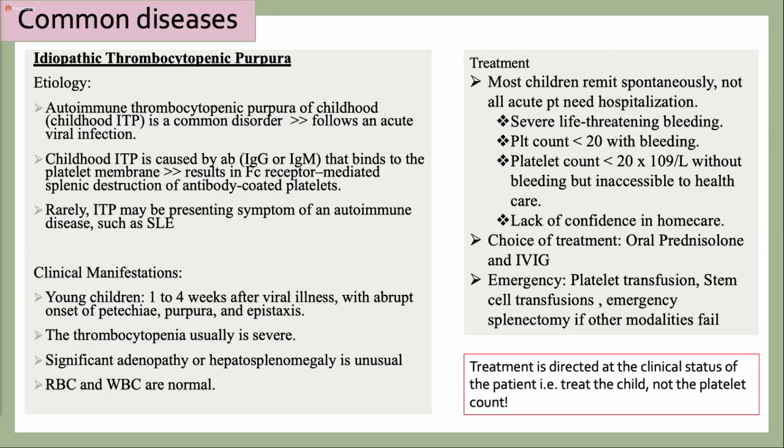So the clinical manifestation of ITP in young children, as I mentioned, can present 1 to 4 weeks after a viral illness with a history of abrupt onset of petechiae, purpura, and epistaxis. Usually the platelet level in these patients is very low, and there is unusually no presentation of adenopathy or hepatosplenomegaly. Their RBC and white blood cell levels are normal in ITP.